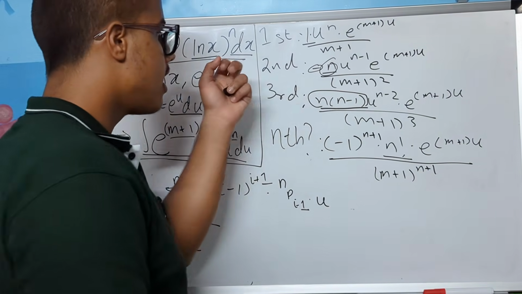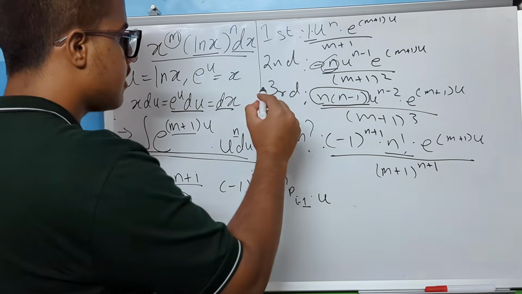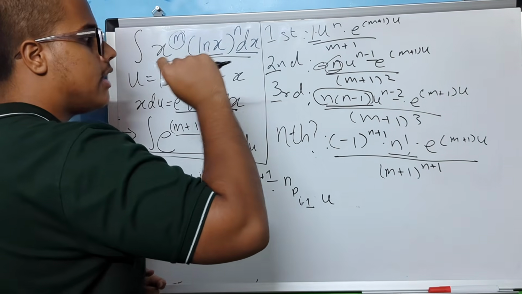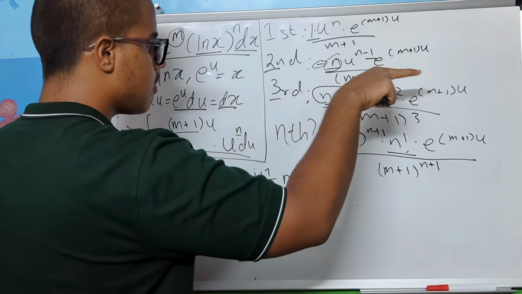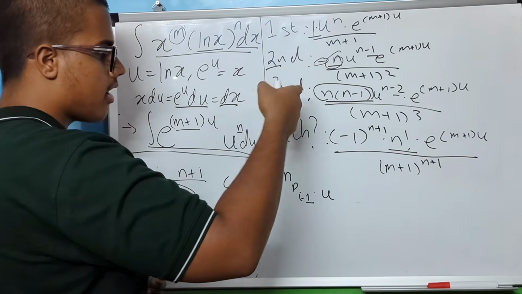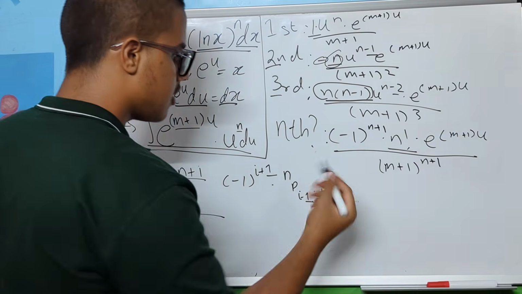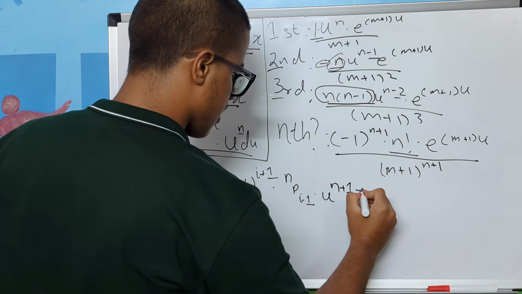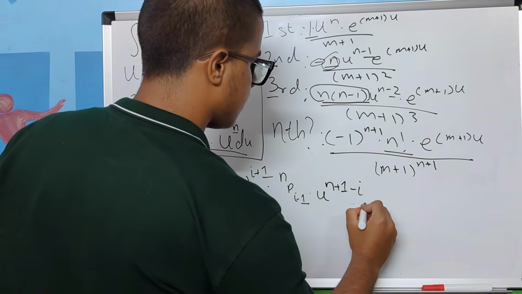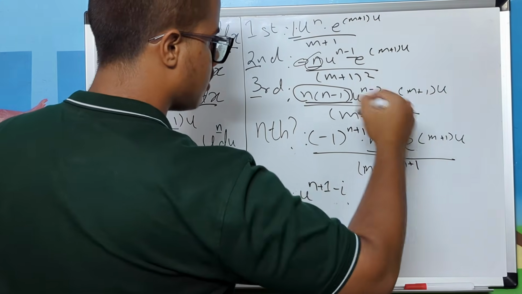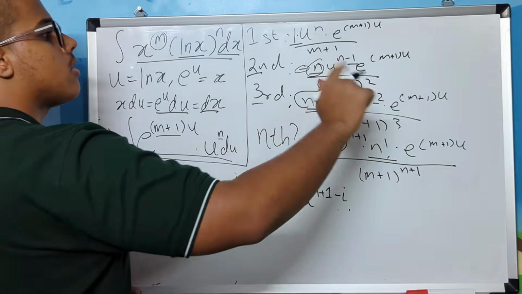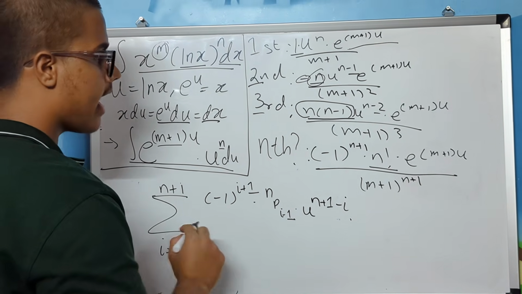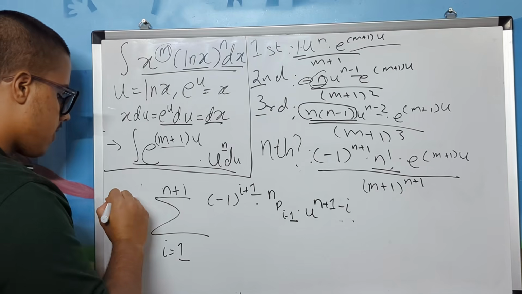If you spot here, in the second iteration we have n minus 1, third one we have n minus 2. So this is 3 and this is 2, this is 2 and this is 1. So we need to reduce whatever we are subtracting from whatever the term is in the iteration. So this will be n plus 1 minus i, and then we'll keep our e to the (m plus 1)u. Okay, this is also important. e to the (m plus 1)u is neither dependent on n nor on i. So we can just casually take this out.